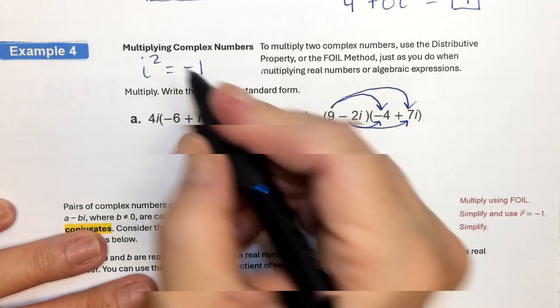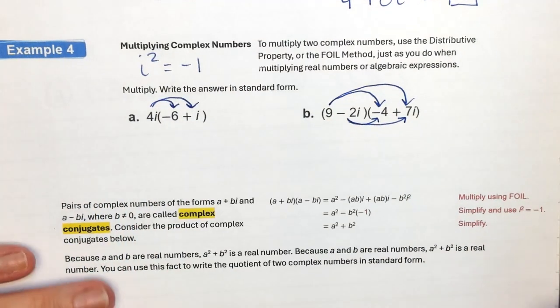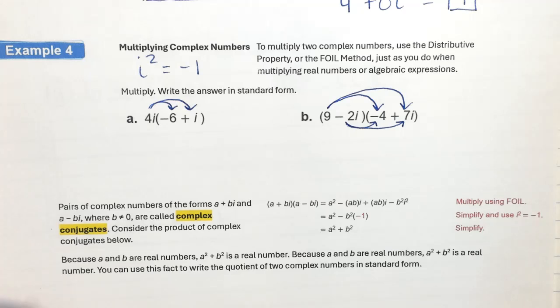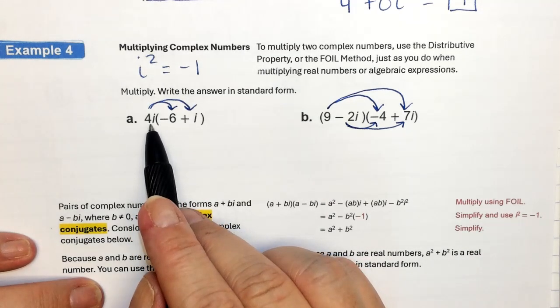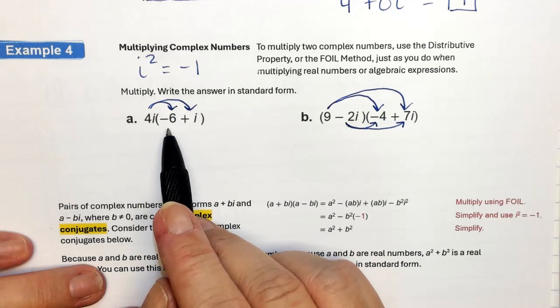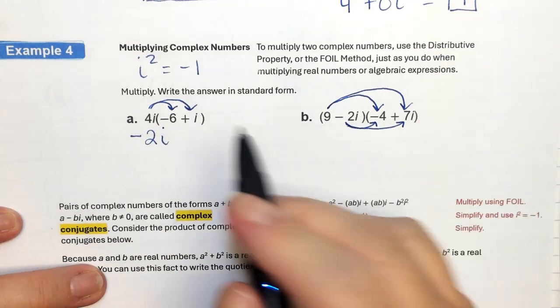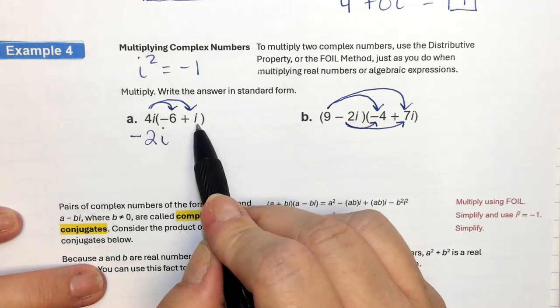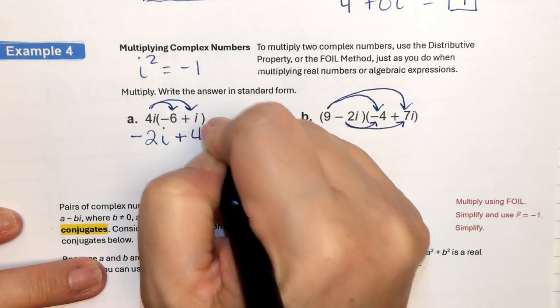All right, so this one is just your regular distributive property. We just need to distribute the 4i to both of those. So just like we talked about in the last example, we're still multiplying like that i was an x. So if that was an x, we would do 4 times -6 and get -24. So we have -24i. Then we have 4i times i. So that gives us positive 4i squared.